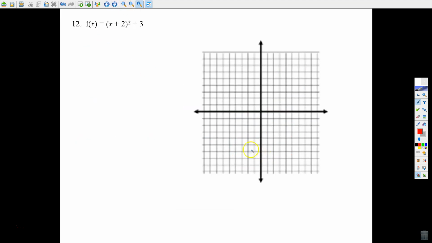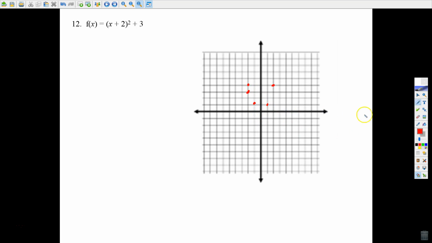So let's try number 12. Number 12 is a quadratic equation. It's in vertex form, which makes it nice, and it's actually a translation of the parent. The parent f of x equals x squared. Remember that? That looks like this. You can start with this parent, and you can shift those points on the parent 2 places to the left and 3 places up.